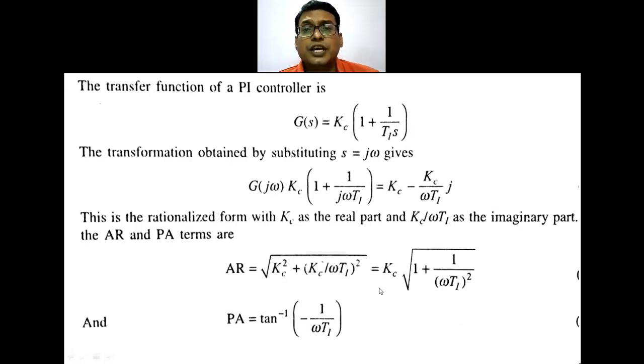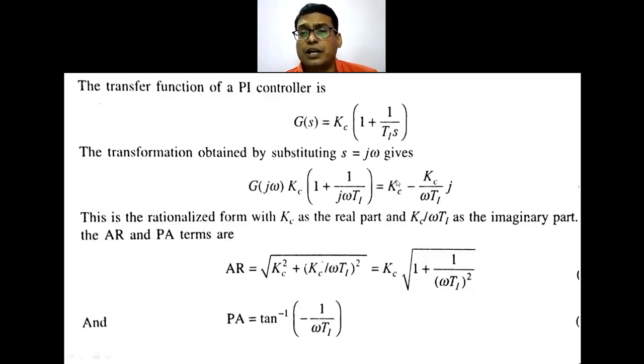Then next is the proportional integral controller, G(s), which is equal to Kc into bracket 1 plus 1 upon tau I s. So converting it into the complex number, substituting s equal to j omega and separating it into the real part and the imaginary part.